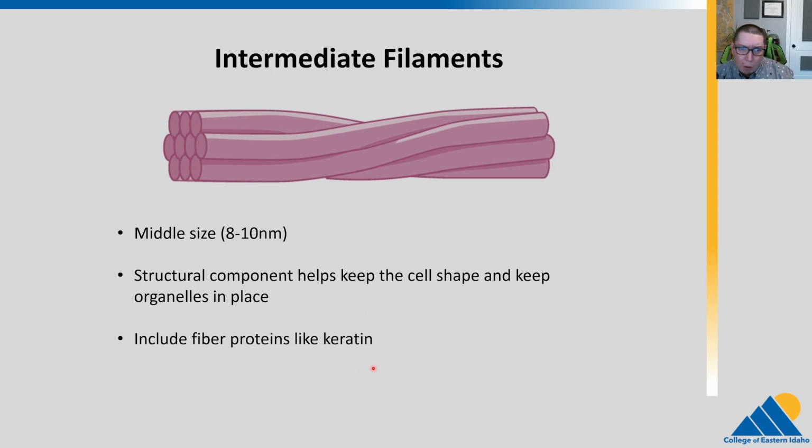You might know keratin as a protein that's involved in other structures like your nails and horns and hair and things like that. So it can form these filaments at a very small scale as well and be very strong in that process.